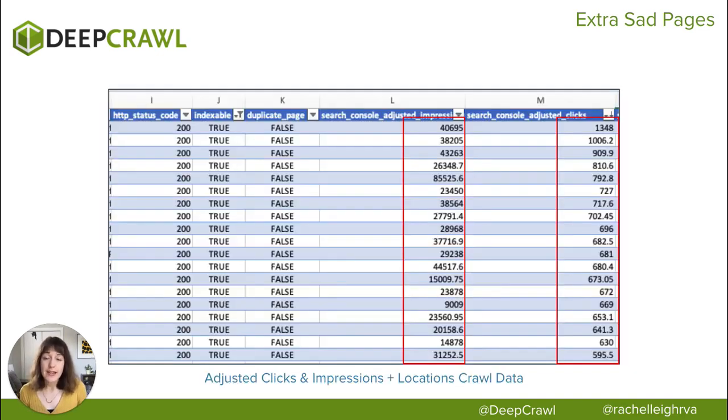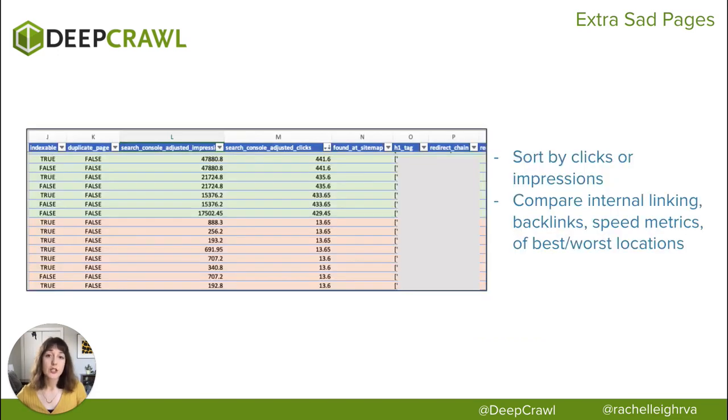The final thing that I did with adjusted clicks and impressions is pull it back into my original export from my crawl. And then I sorted it by clicks, highest to lowest. And then I took the top 10% and the bottom 10%. And then I compared metrics across them to look for additional issues. So what I did is I color coded them green and red, and then I just looked through each column to see what the differences were. You may or may not find anything of value here.